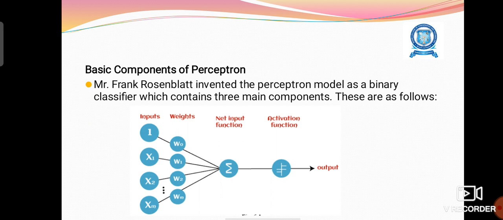Mr. Frank Rosenblatt invented the Perceptron model as a binary classifier which contains 3 main components. Inputs are values, and input values will have the weights. A net input function: all the input values along with the weights will be processed and applied to the input function, and this will be applied to the activation function. As a result of the activation function, output will be produced.